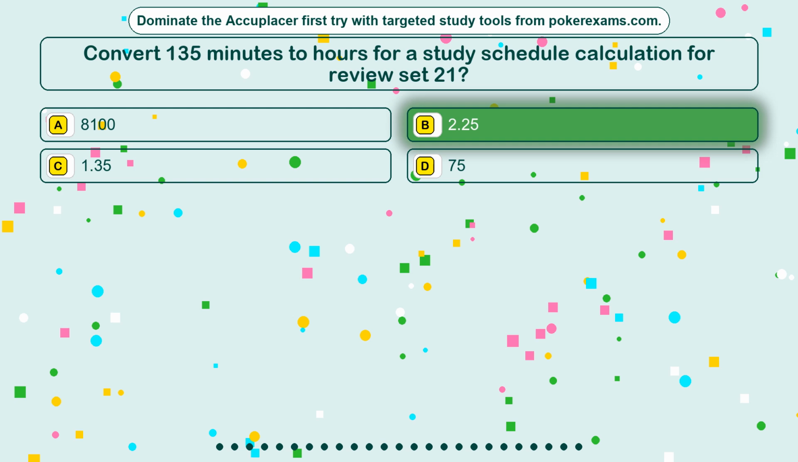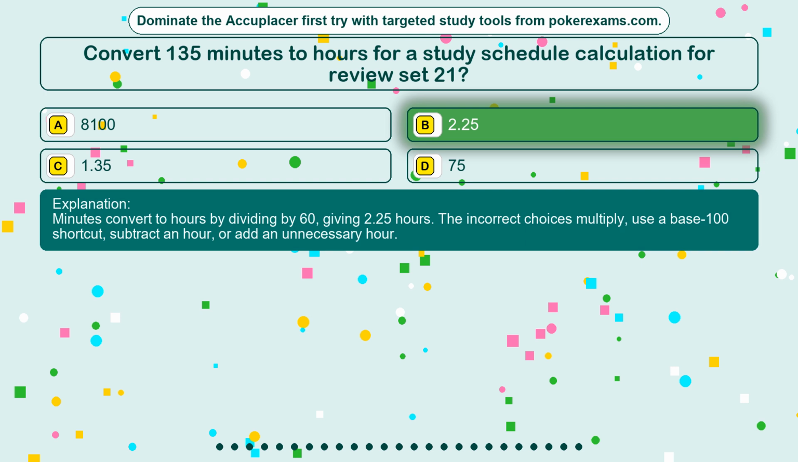The correct answer is option B, 2.25. Minutes convert to hours by dividing by 60, giving 2.25 hours. The incorrect choices multiply, use a base 100 shortcut, subtract an hour, or add an unnecessary hour.